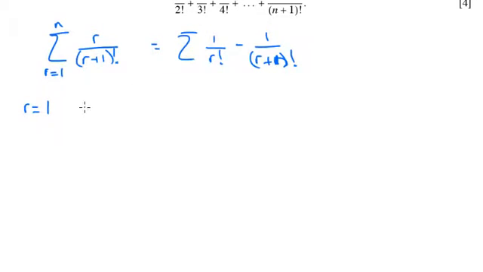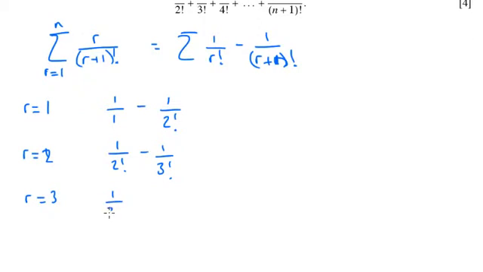So when r equals 1, we get 1 over 1 factorial, or just 1 over 1, minus 1 over 2 factorial. When r is 2, we're going to get 1 over 2 factorial, minus 1 over 3 factorial. When r is 3, 1 over 3 factorial, minus 1 over 4 factorial.